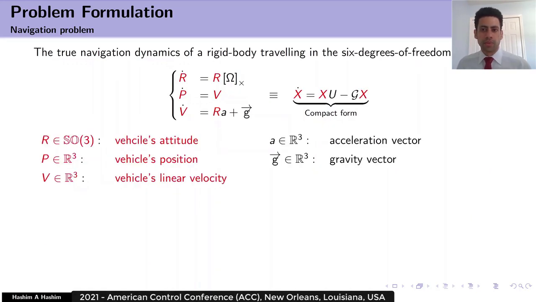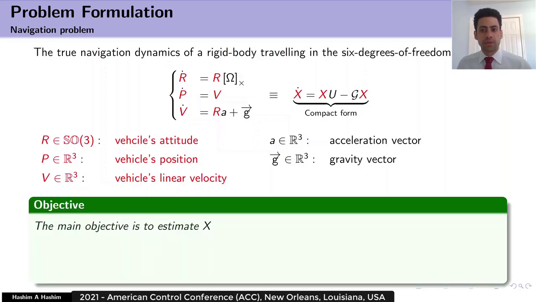Note that all red components, namely the navigation matrix and the vehicle's attitude, position, and linear velocity, are unknown. As such, the main objective of this work is to estimate the navigation matrix as accurately as possible, driving R hat to R, P hat to P, and V hat to V, where R hat is the attitude estimate, P hat is the position estimate, and V hat is the linear velocity estimate.